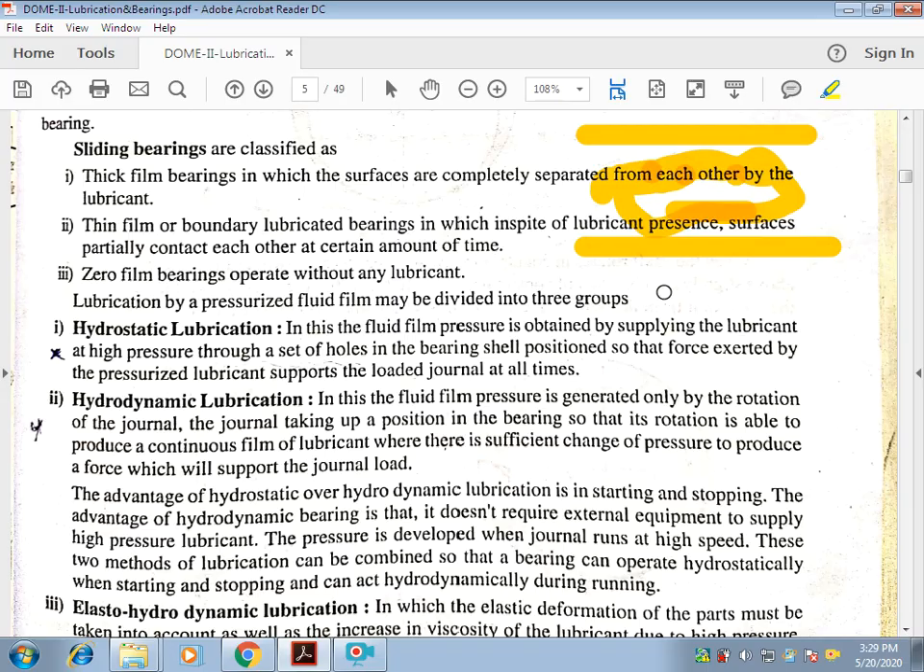Thin film lubricant means here one surface will be there, and here another surface will be there. Between these two surfaces, lubricant will be there, but it will be less. This is thin. Then zero film means there will be no lubricant in between the two surfaces. Then you put a zero film lubricant.